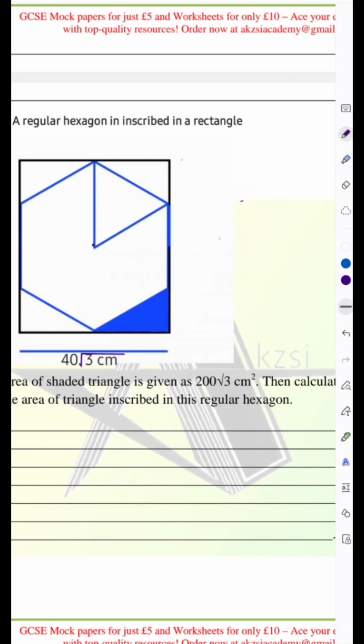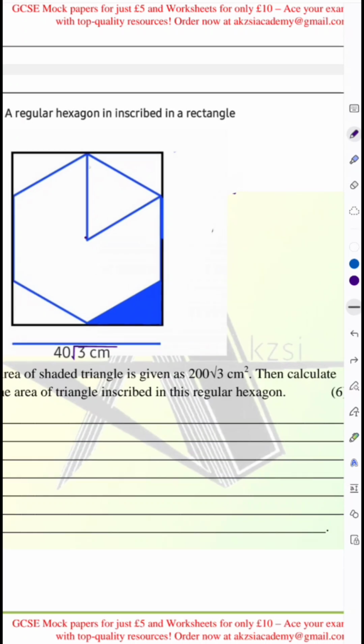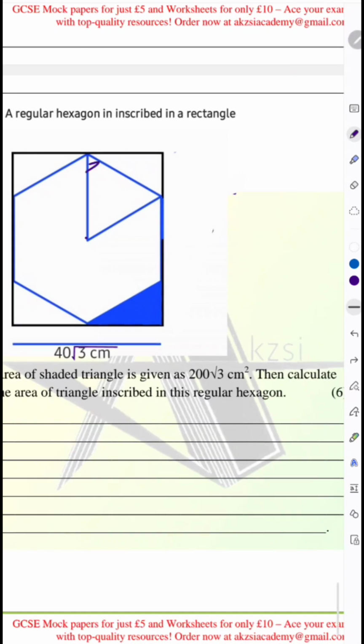Now see, this is the last question. A regular hexagon is inscribed in a rectangle with length, you can see, 40 root 3. The area of the shaded triangle, that means this one, is clearly given as 200 root 3 centimeters squared. Then calculate the area of the triangle inscribed in a regular hexagon, this one.